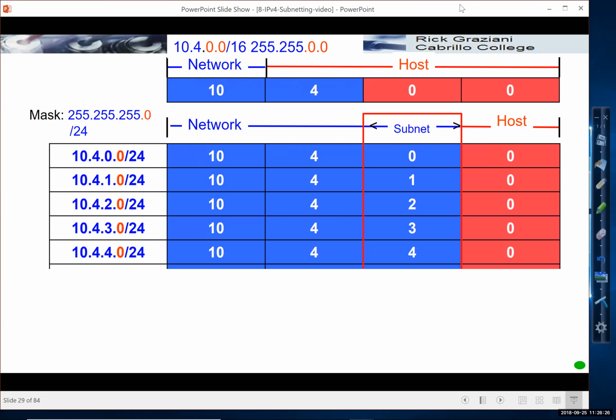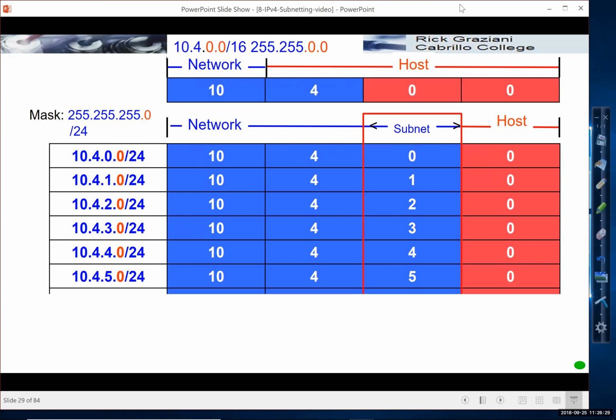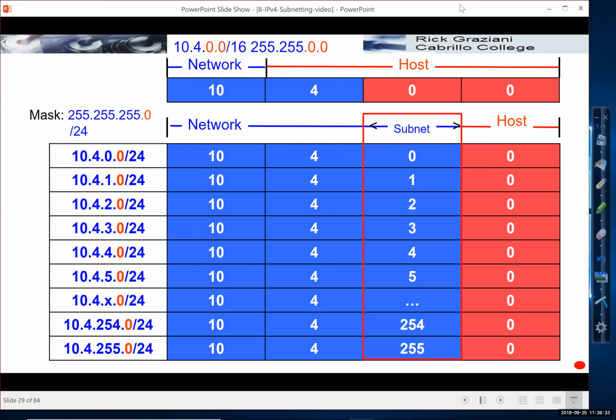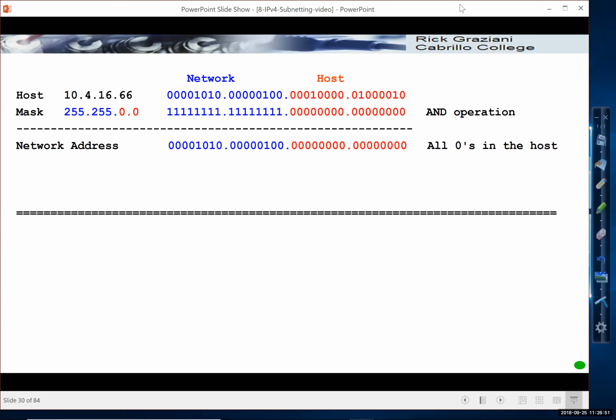And we can see we go from 0, 1, 2, 3, 4, 5, and keep on going all the way to 254, 255. That's our 256 subnets using those 8 bits in the subnet portion of the prefix length, the overall network portion of the address. All right, so what about our previous host? Remember that host that had the 10.4.16.16 address in the previous video?